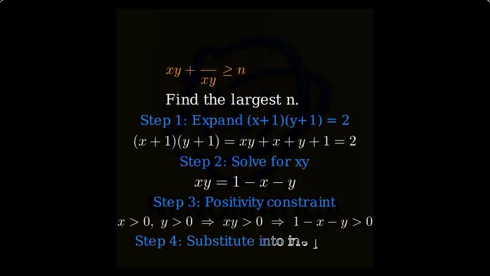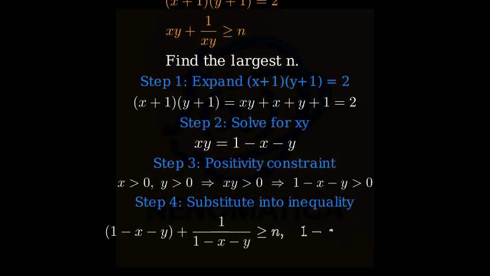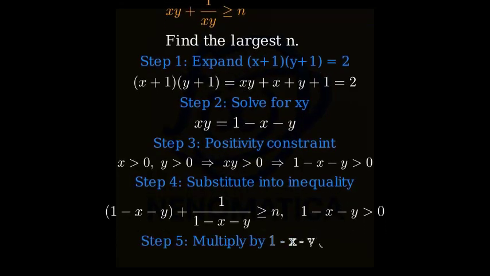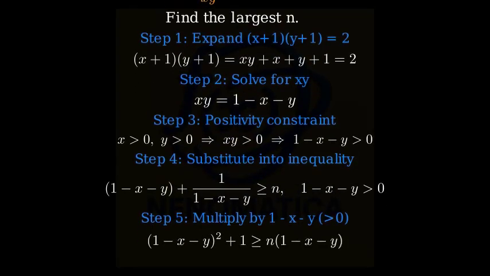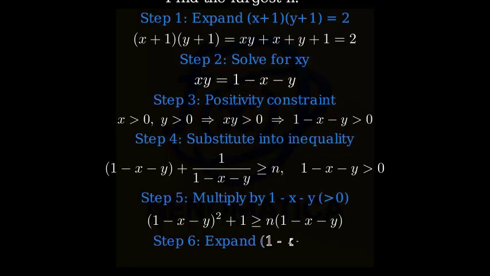Step 4. Substitute xy equals 1 minus x minus y into the inequality. We obtain 1 minus x minus y plus 1 over 1 minus x minus y is at least n, with the condition that 1 minus x minus y remains positive. Step 5. Multiply both sides by the positive quantity 1 minus x minus y. We get (1 minus x minus y) squared plus 1 is at least n times (1 minus x minus y). Step 6. Expand the square.